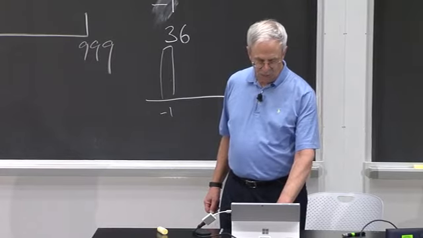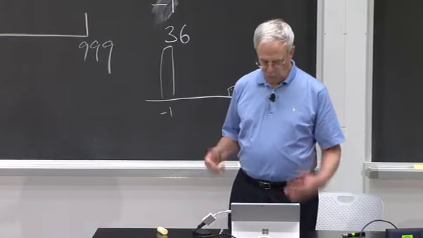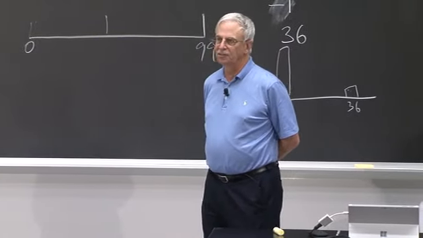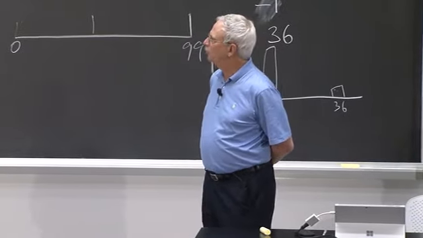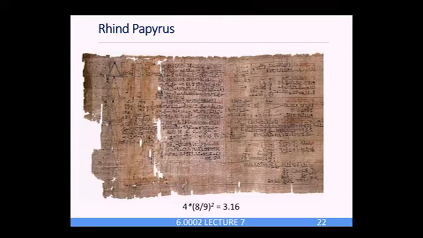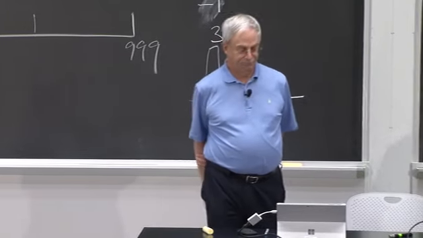What they didn't know is what that value was. The earliest known estimate of pi was by the Egyptians on something called the Rhind papyrus, pictured here, and they estimated pi to be 4 times 8/9 squared, or 3.16. Not so bad.